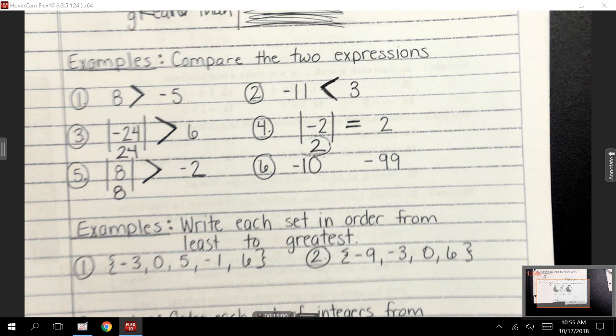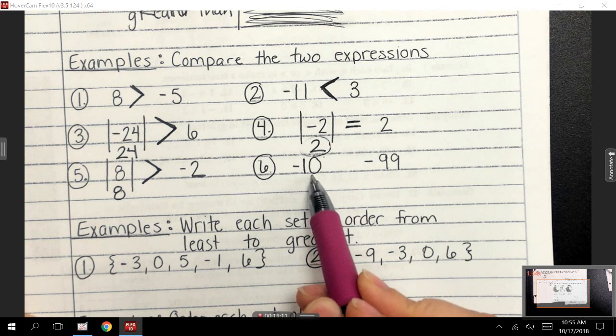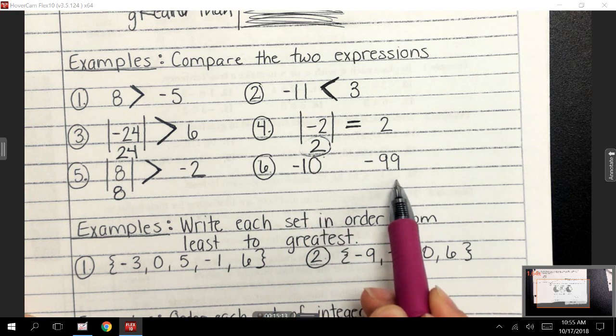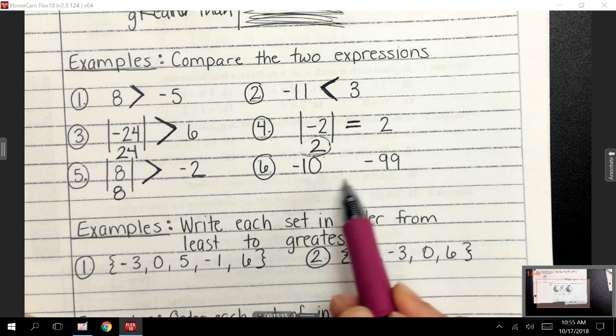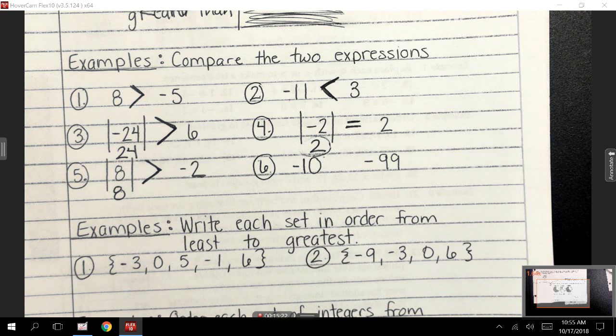Does that make sense? The smallest negative is closest to being to 0. Do you agree that 10 is closer to 0 than 99? 10 would be closer to 0, which means it's closer to my positives, which means it's going to be bigger. All right? If I were to look on a number line, which one's going to be further to the right? The 10.